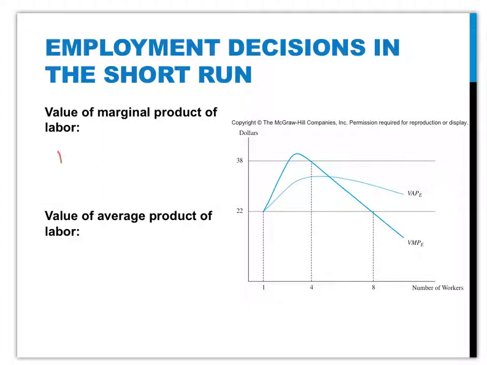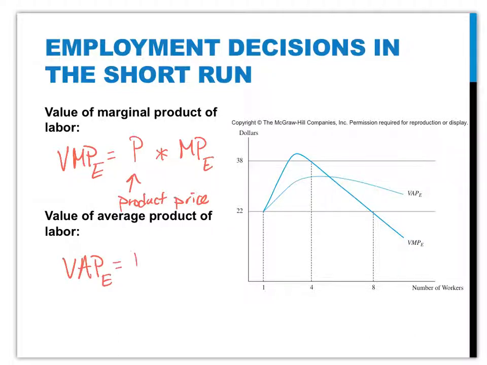So the value of the marginal product of labor is just the product price, P, times the marginal product of labor. And the value of the average product of labor is just equal to P times the average product of labor. And because we've just taken the marginal product of labor and the average product of labor and multiplied them by a constant, then we'll have the exact same relationship between the value of the marginal product of labor and the value of the average product of labor, and that they're going to intersect at the maximum value of the average product of labor.